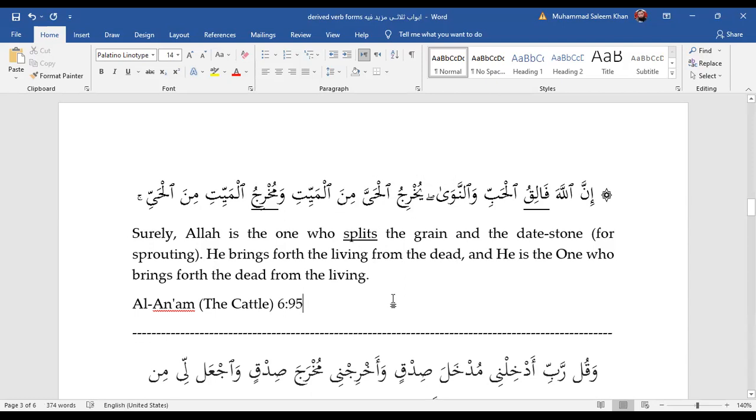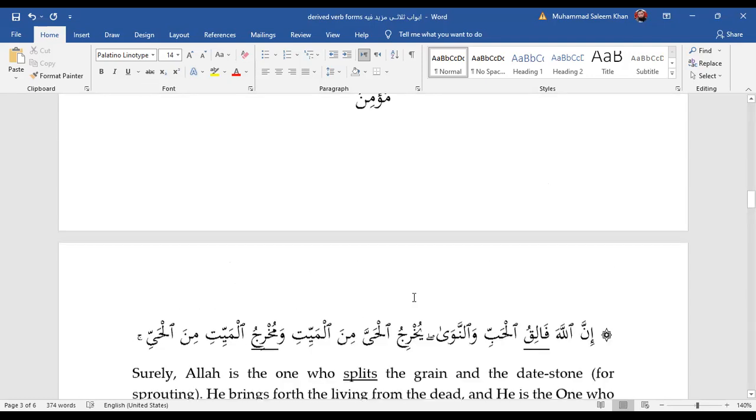As I mentioned in the beginning, we have Surah Al-Falaq. Falaqa is from the same root letters, and it means the dawn or the daybreak, something breaking into pieces. So faliqul habbi wan nawa: the one who breaks and splits the grain and the date seed for growing.